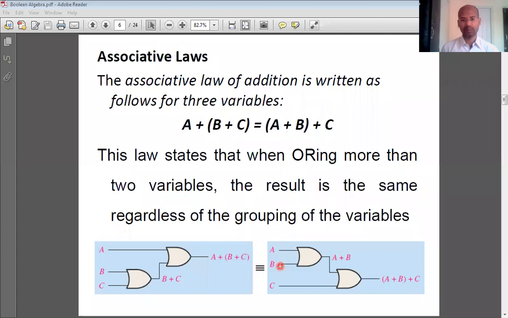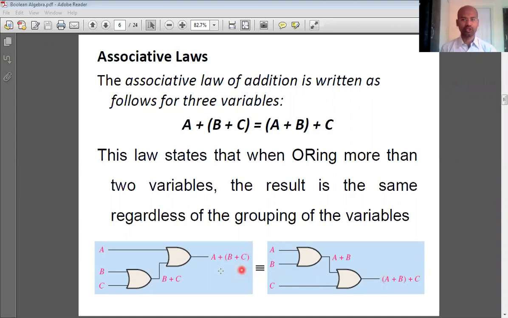For this OR gate, A and B become the inputs. And what is the output of this OR gate? A plus B. This result is to be added with C. Added means OR operation again. So use another OR gate, and here we have A plus B, and this one is C. So what we get? A plus B plus C. These two are identically equal.